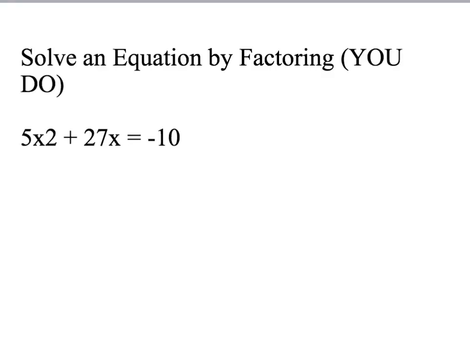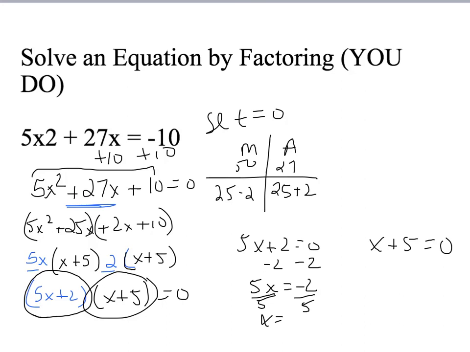Okay, so for this last one, I'd like you to try this one on your own. So let's pause the video. Okay, so here what you should have done first is set your equation equal to 0. And I can do that by adding 10 to the left. So I now have 5x squared plus 20 to negative 2/5. And if I subtract 5 on both sides here, I get x is equal to negative 5.